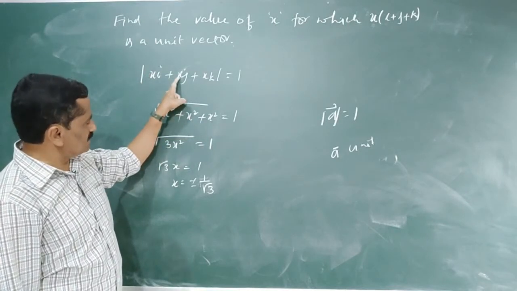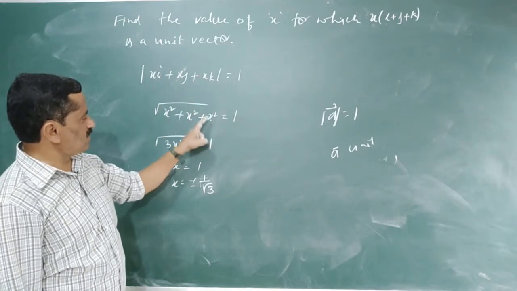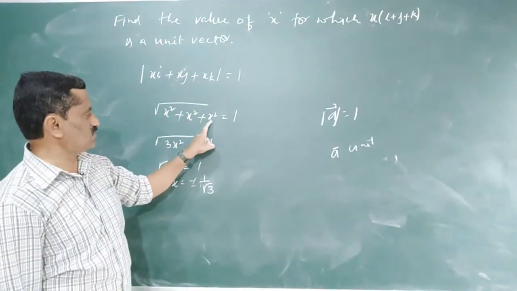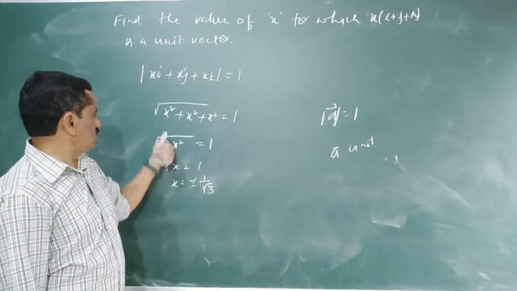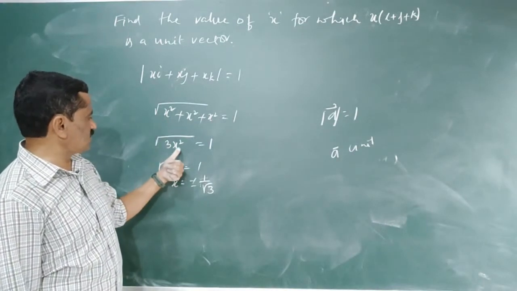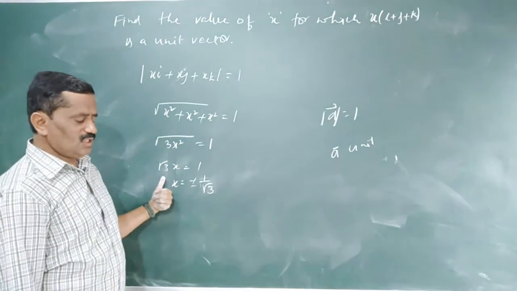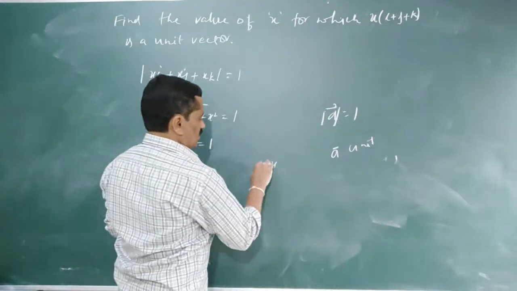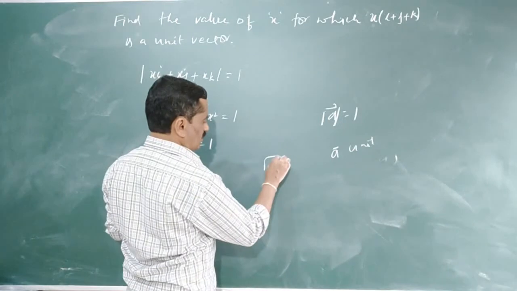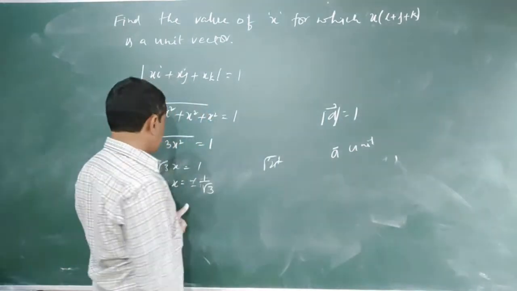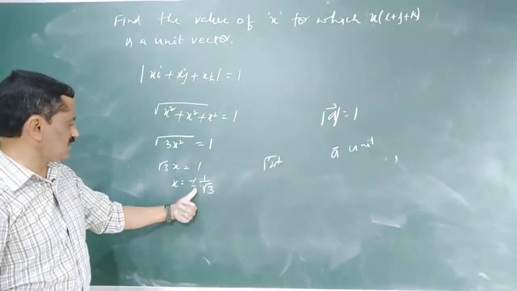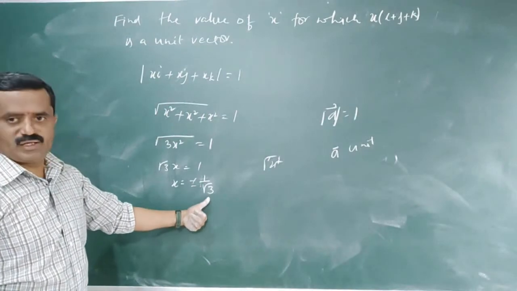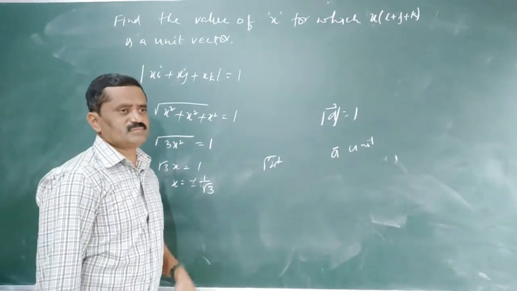We have x itself only, that is x square plus z value, that is x itself only, therefore x square is equal to 1. Therefore 3x square is equal to 1, root 3 into x is equal to 1. We know that square root of x square, here the 2 and the square root get cancelled, therefore x is equal to plus or minus 1 divided by root 3.